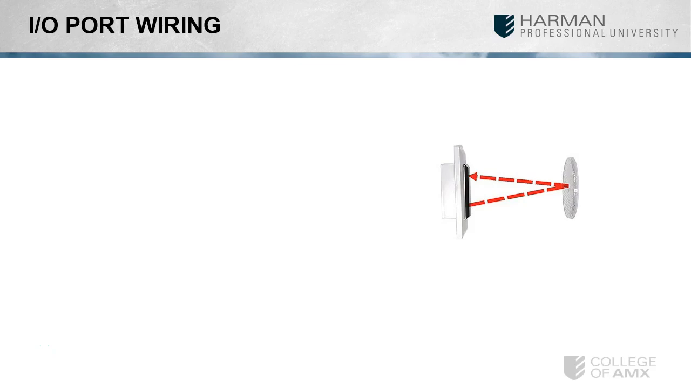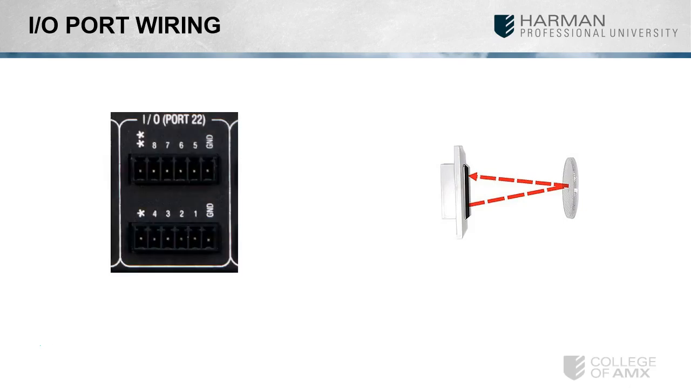As you can see, the beam breaker is simply wired with two conductors back to the I/O port on the back of the controller. One conductor is wired to the common, and the second conductor is wired to input number 8. Why 8? We'll be using the other I/Os for a future tutorial.